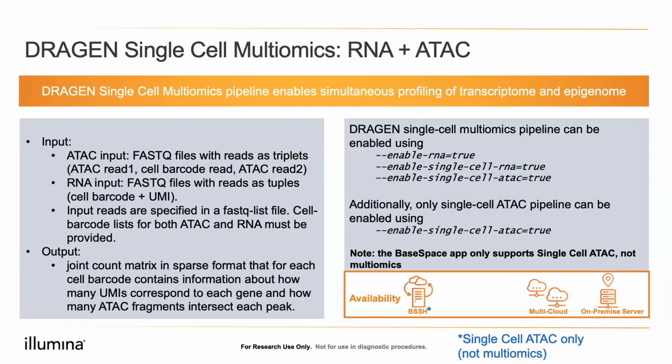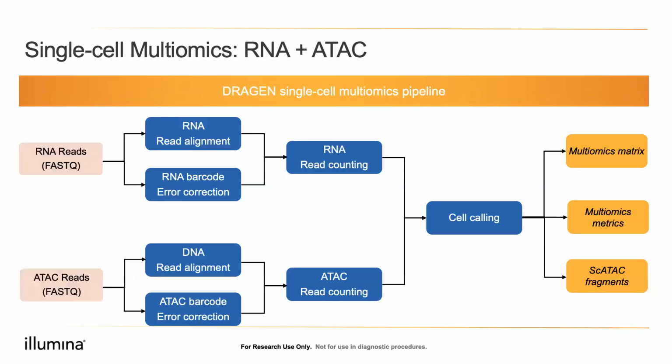So to turn on this multiomics pipeline, you use the enable RNA flag, the enable single cell RNA flag, and then the enable single cell ATAC flag. You can also enable the ATAC pipeline on its own by just using the enable single cell ATAC flag. This is available on BaseSpace and the multi-cloud bring your own license, as well as the on-premise server. I want to note that the BaseSpace app currently will only support the single cell ATAC workflow, not the multiomics workflow yet. All right, so let's look at the workflow in a diagram.